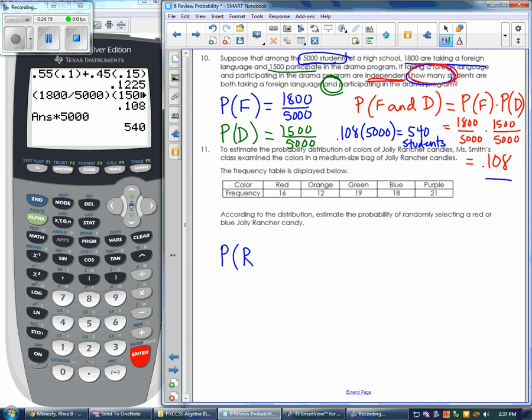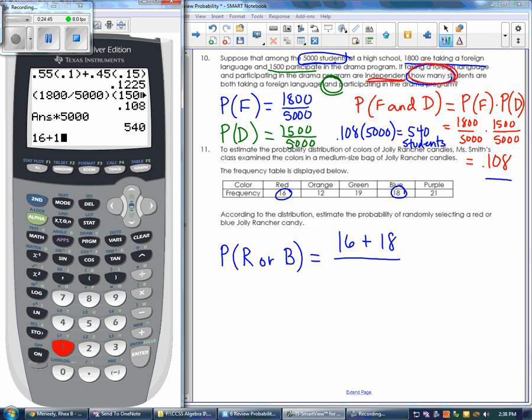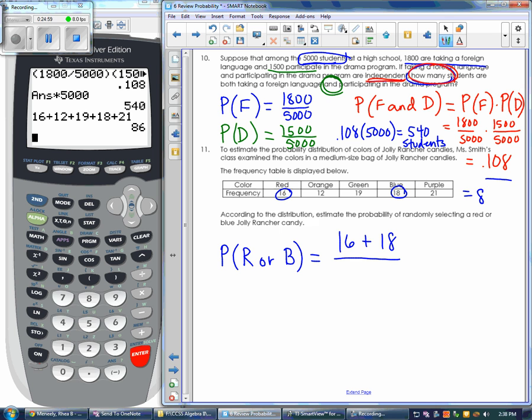So the probability of red or blue, well, let's think. These are disjoint, right? Because I can't get a blue-red Jolly Rancher. So if it's either blue or red, that means I can add the values together. So there are 16 reds and 18 blues. So 16 plus 18. And I've got to think about the total amount. So in order to calculate the total, I'm going to add them all together. So 16 plus 12 and 19 and 18 and 21. So when I add them all together, I get 86. So the total is 86.